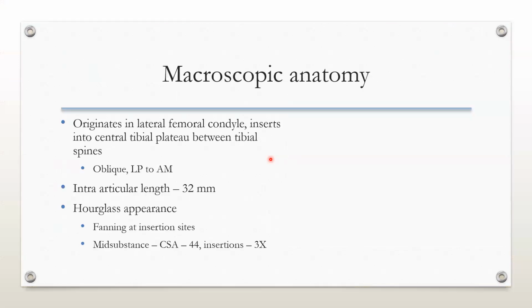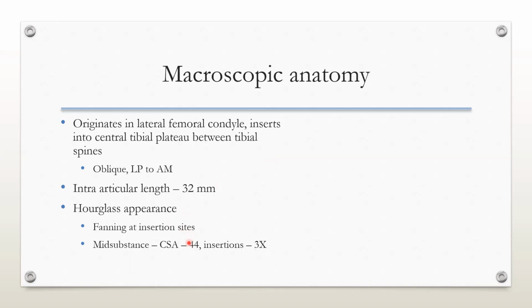So coming to the macroscopic anatomy, as you know, the ACL originates from the lateral femoral condyle, takes an oblique course within the knee from a lateral posterior to anteromedial direction and inserts into the central tibial plateau between the tibial spines. The intra-articular length of the ACL is roughly 32 millimeter, and it has an hourglass appearance, meaning it is wider at the origin and insertion than the mid substance, because of fanning of the insertion sites.